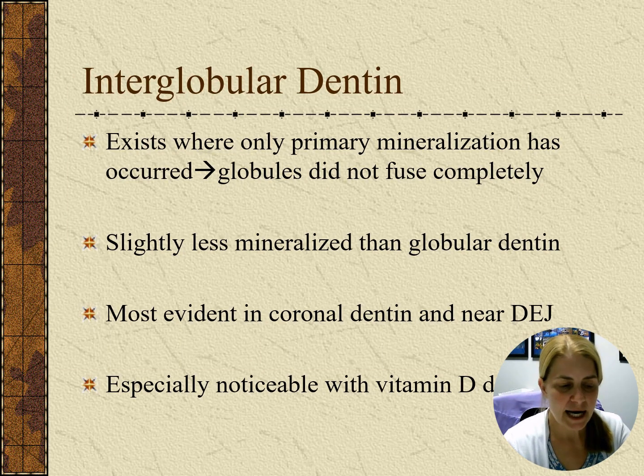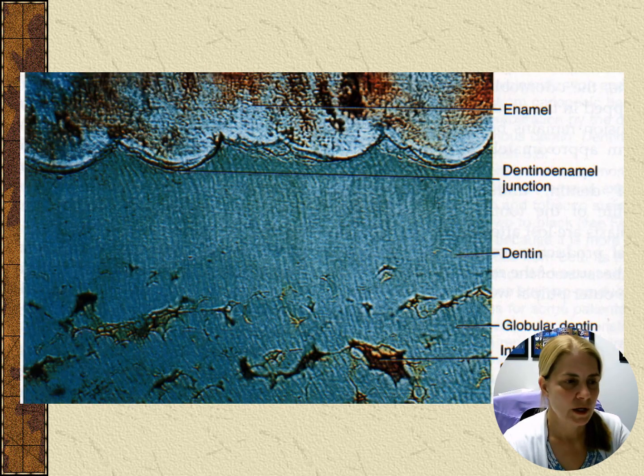Interglobular dentin contains hypomineralized spaces between the calcified globules. It is noticeable more in someone with a vitamin D deficiency. Dentin tubules run without interruption through that area, indicating a defect in the mineralization, not in the matrix formation, just in the mineralization. So you'll see some voids or some defects in the mineralization. In this picture, you can see the globular dentin, and then you can see the interglobular dentin, where there are voids in the mineralization, but not in the formation.